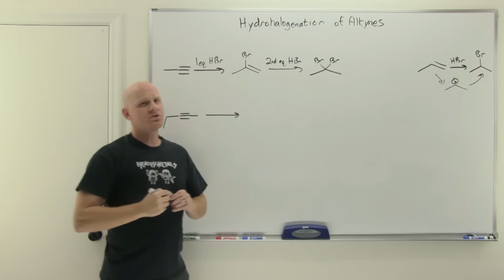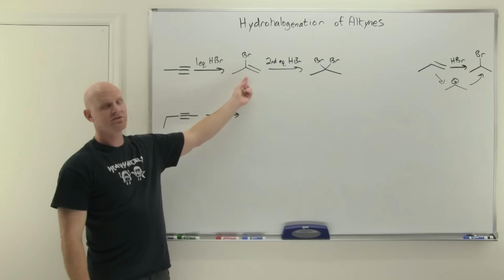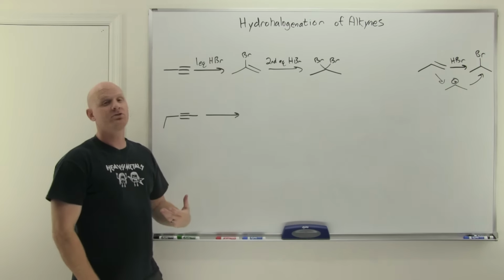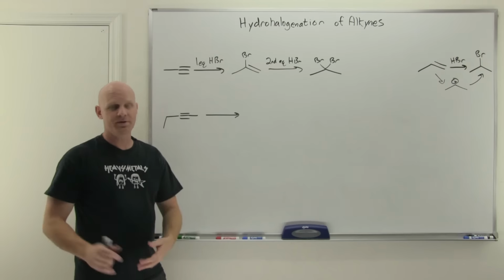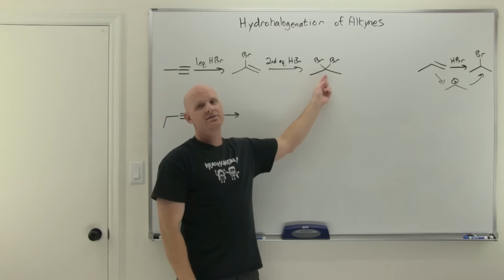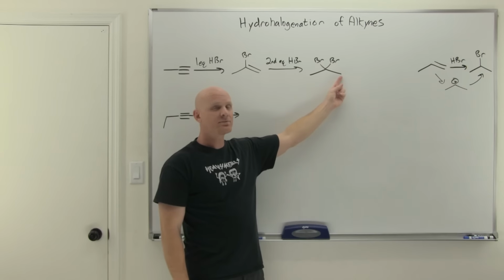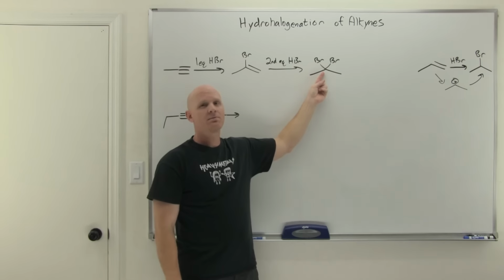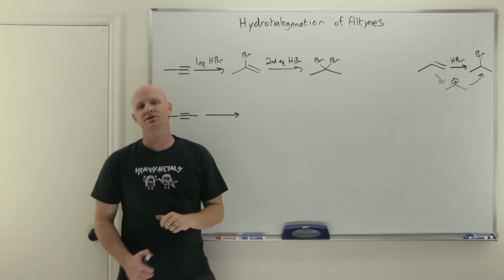And so typically you've got one of 2 ways to go with this. You're either adding 1 equivalent and stopping at an alkene, or you're adding 2 equivalents, or excess from the get-go, and going all the way to the alkane. We added 2 hydrogens to the less substituted side, 2 bromines to the more substituted side, 2 addition reactions across that alkyne.